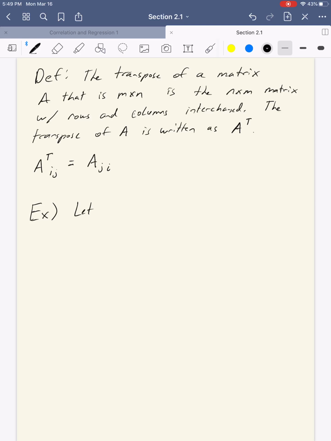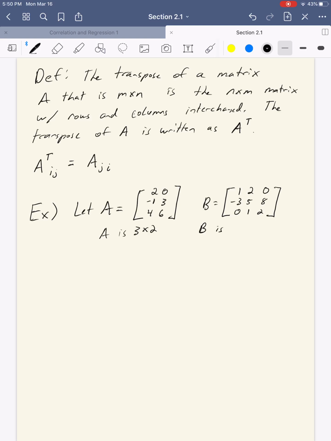So let's let A be the matrix 2, 0, minus 1, 3, 4, 6. And let's have B be the matrix 1, 2, 0, negative 3, 5, 8, 0, 1, 2. Now we can note here that A is 3 by 2 and B is a 3 by 3 square matrix.